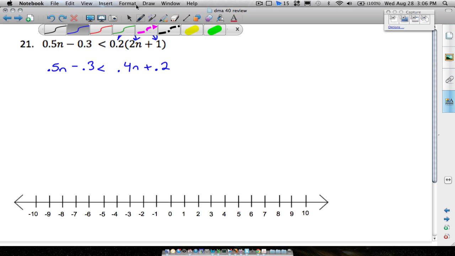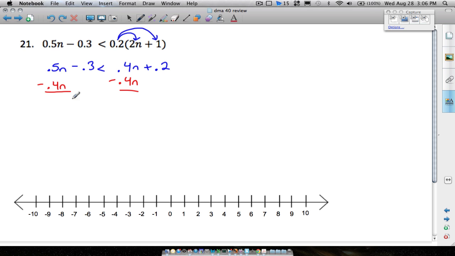Let's work on getting the variable on one side. I'm going to move the n over here, and the n is smaller here. This is the smaller one, and we're going to move it to the bigger one. But again, it's a good idea to think about trying to get that n on this side anyway. Maybe because at the end, that little cheat I showed you, the inequality will point in the direction that you need to shade. So let's subtract that 0.4n from both sides.